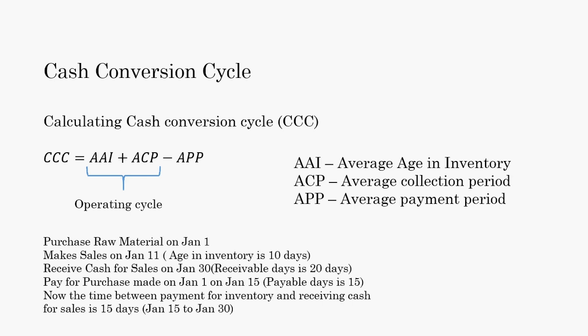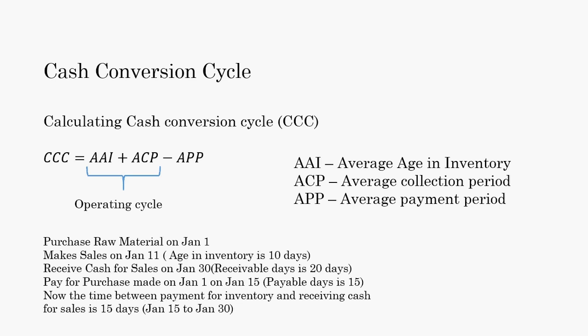Let's say that you purchase raw material on Jan 1, and you make a sale on Jan 11, which means that the material is in your inventory for about 10 days. So the average age of inventory is 10 days. Now you receive the cash for the sale on Jan 30th, which means that after 20 days you collect the cash, so the sales are in your receivables for 20 days. The average receivable days is 20 days.